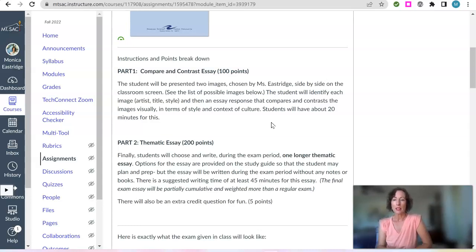Both of them are nothing to skimp. They're not short answer. You should not be done in 5 minutes and then turn your paper in and leave. This is something that I want lots of thought and lots of your art historical information included in.